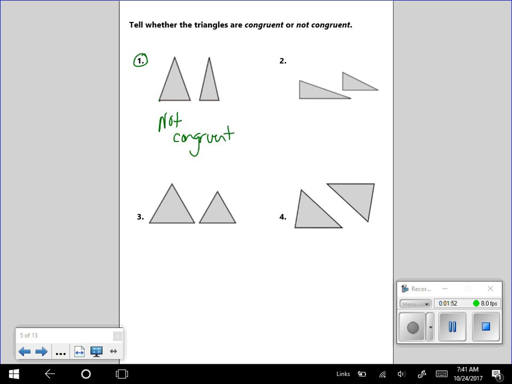If you look at number 2, again, are they the same size, same shape? No, so they are not congruent. Number 3, it looks like we're getting closer, but this one is a little bit smaller than this one. So again, not congruent. Finally, number 4, if we had just turned this one around and rotated it, it looks like they're about the same size and the same shape. So we finally have a congruent figure on this slide.